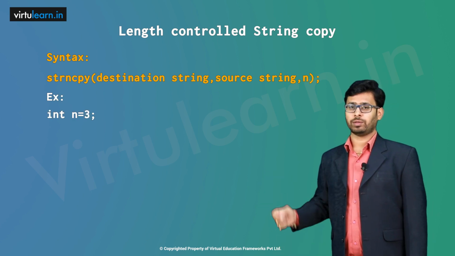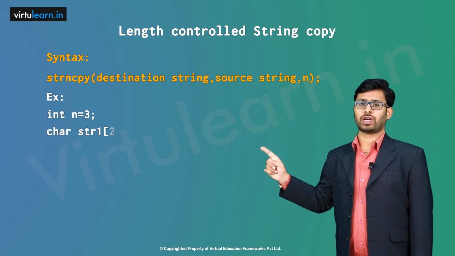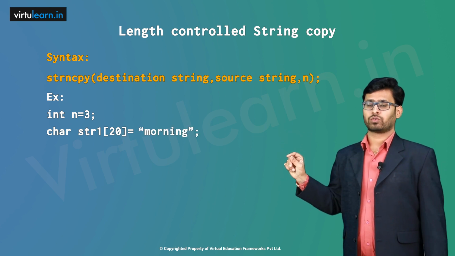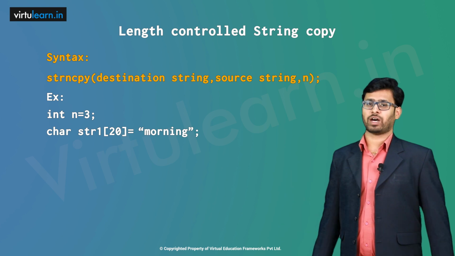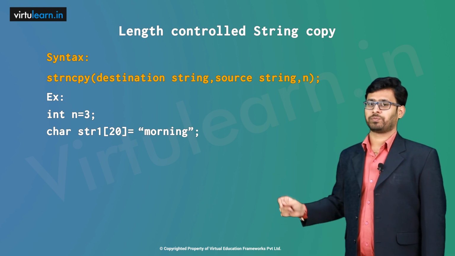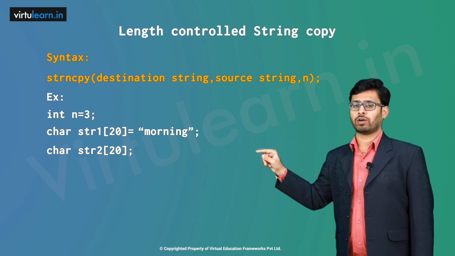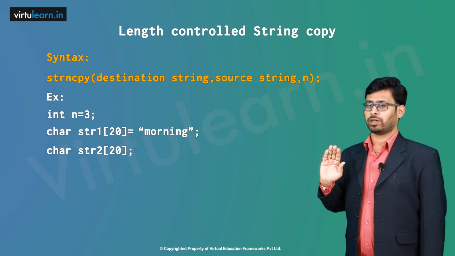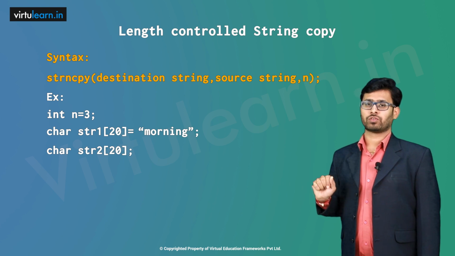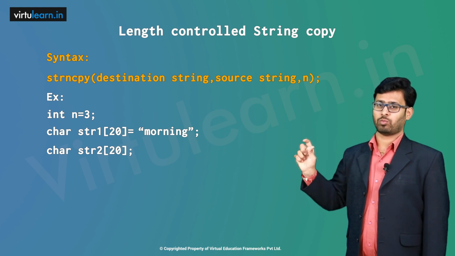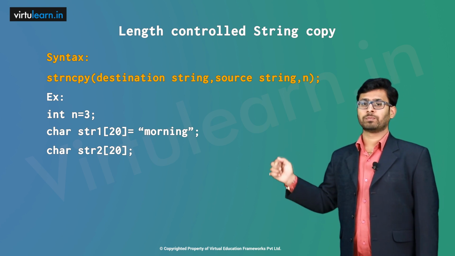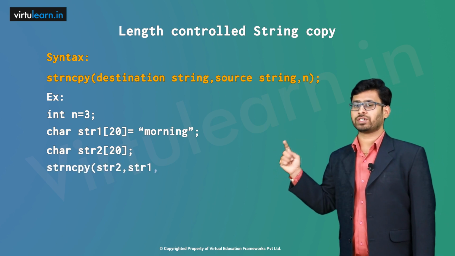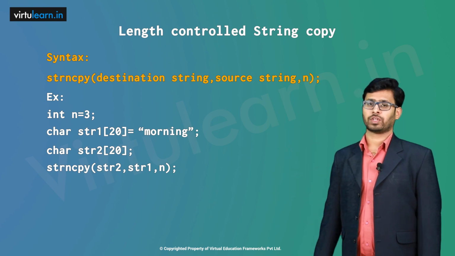int n equal to 3. char str1 of some size 20, which is equal to "morning". I am writing morning within the inverted commas, followed by a semicolon. Next, char str2 of 20 and put a semicolon. In str2 I didn't read any string. In str1 there is a string called morning. Now strncpy of str2 comma str1 comma n.